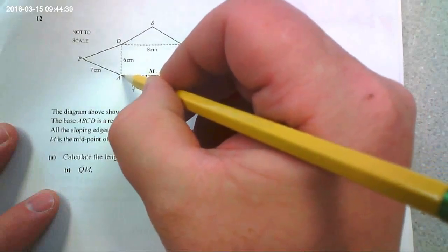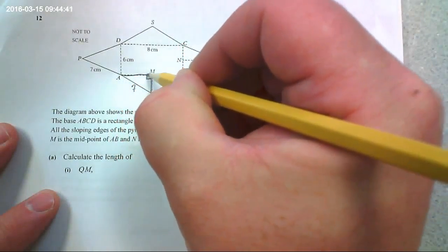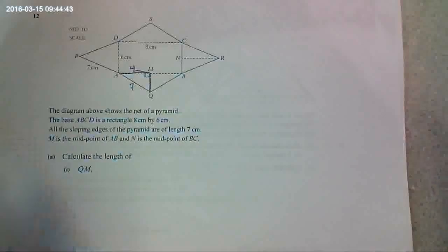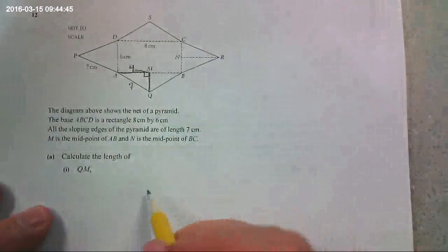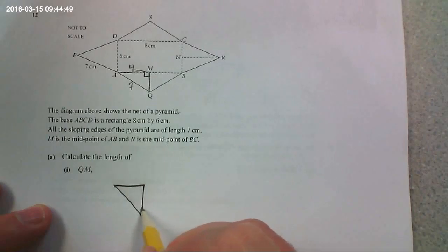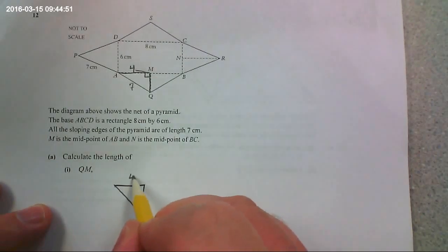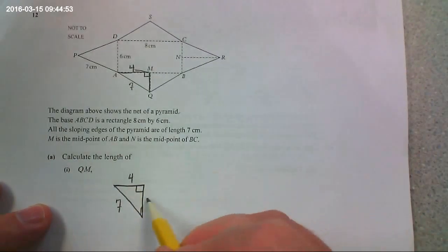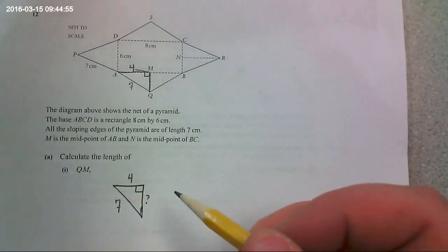Do we know this distance right here? Yeah, what is it? 4. Okay. So what I really have is a triangle. It's a right triangle. It's a 4, 7 triangle, and I need to know that side.